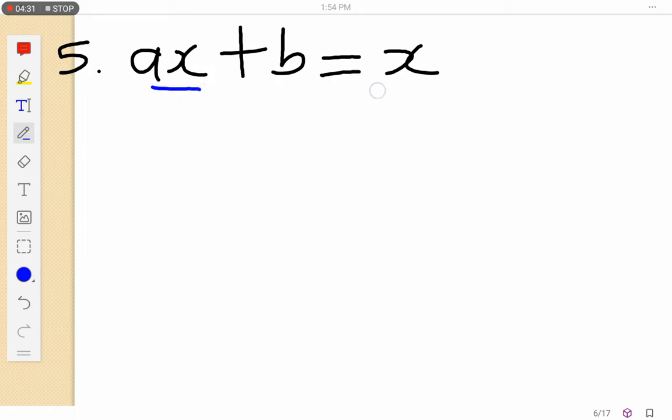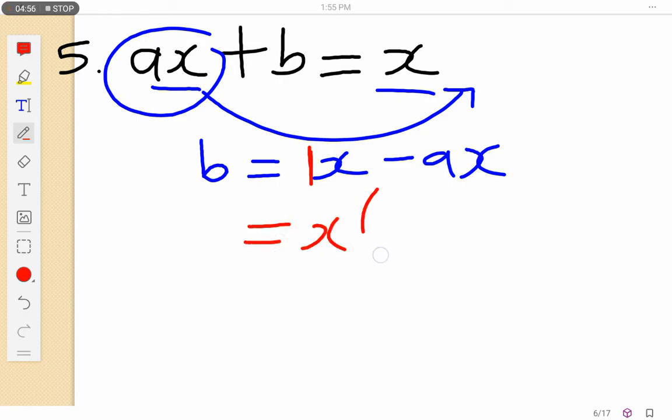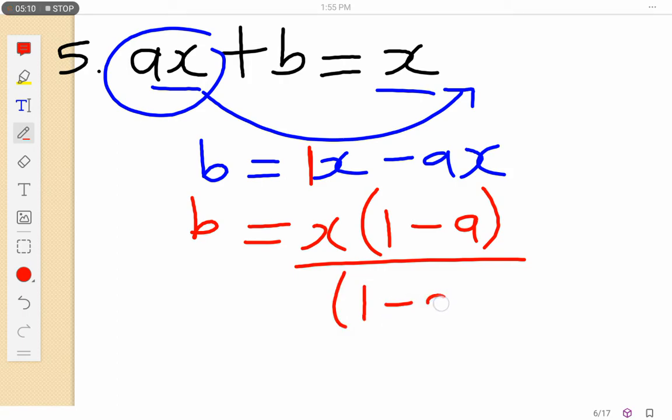Here we've got x here and x there. So it is easy to work with your x on one side. So I'm going to take this x here to that side. So I have b is equal to x minus ax, like that. So the first x there, it's as good as there is one x. So I can take out x as a common factor here and have x bracket 1 minus a. This other side we have b. So to get our x, we are going to divide everything by the bracket there, 1 minus a.